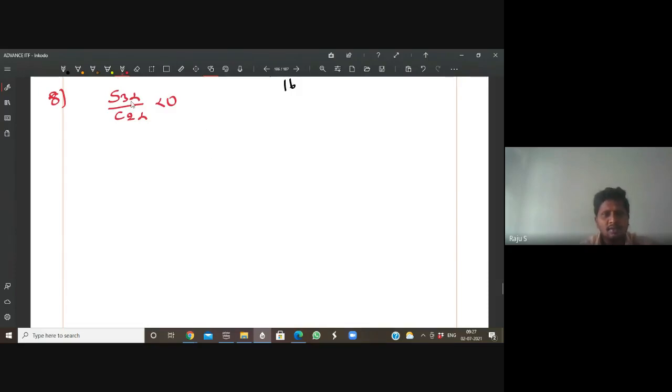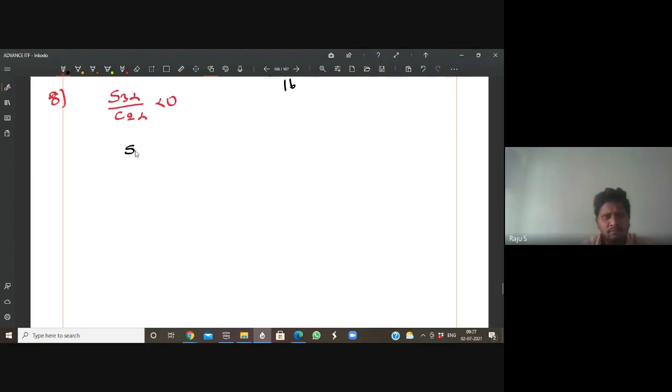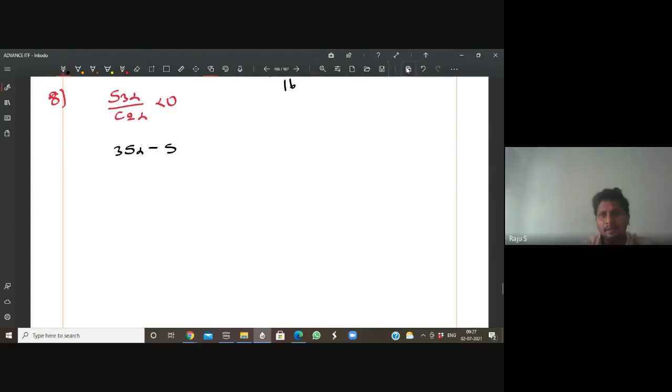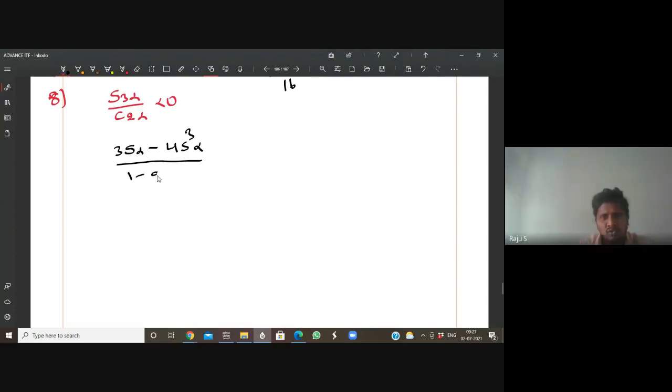Now alpha lies, let us see. What is the sine 3 alpha formula? Sine 3 alpha is 3 sine theta minus 4 sine cube theta. Divided by cos 2 theta; in terms of sine, because the numerator is already in terms of sine: 1 minus 2 sine square theta. 1 minus 2 sine square theta is lesser than 0.